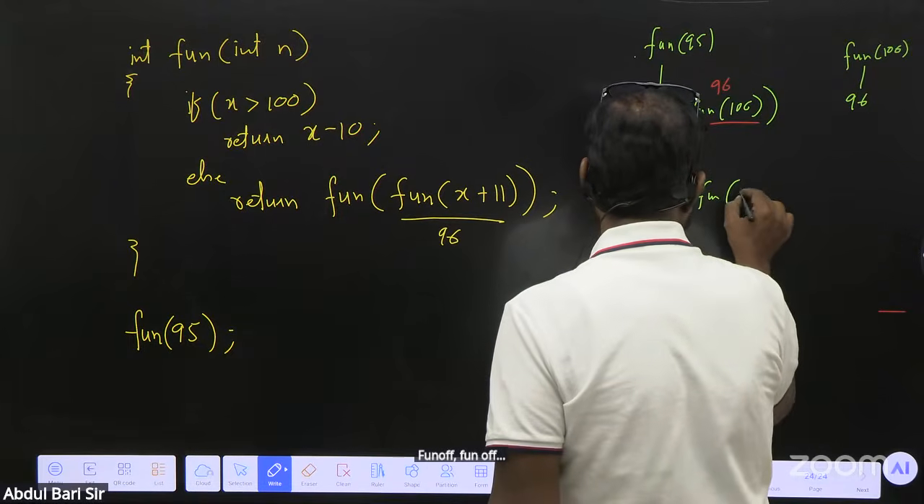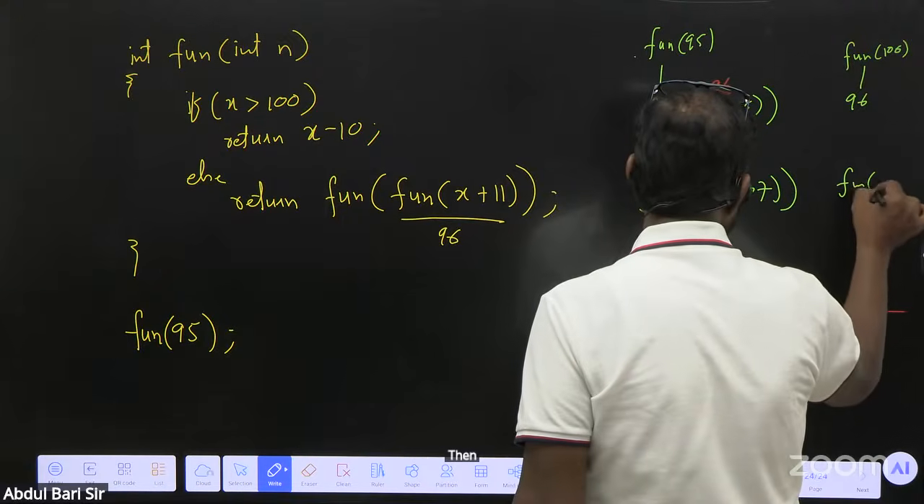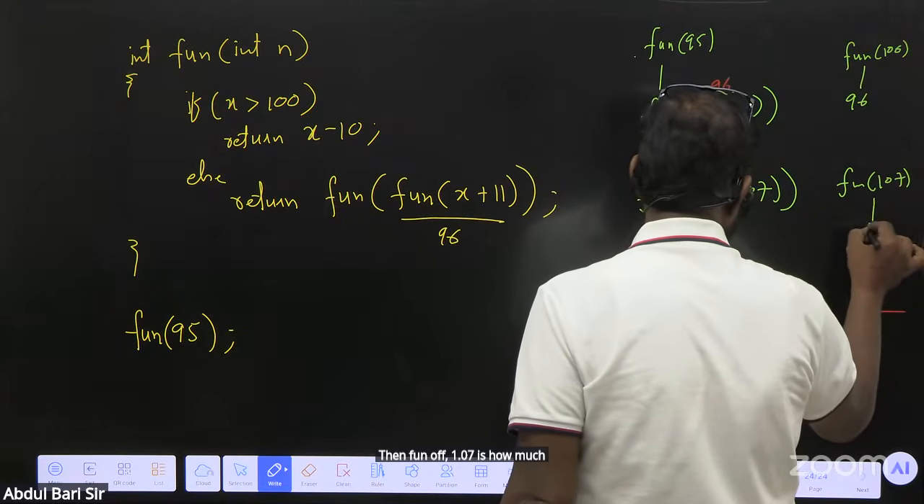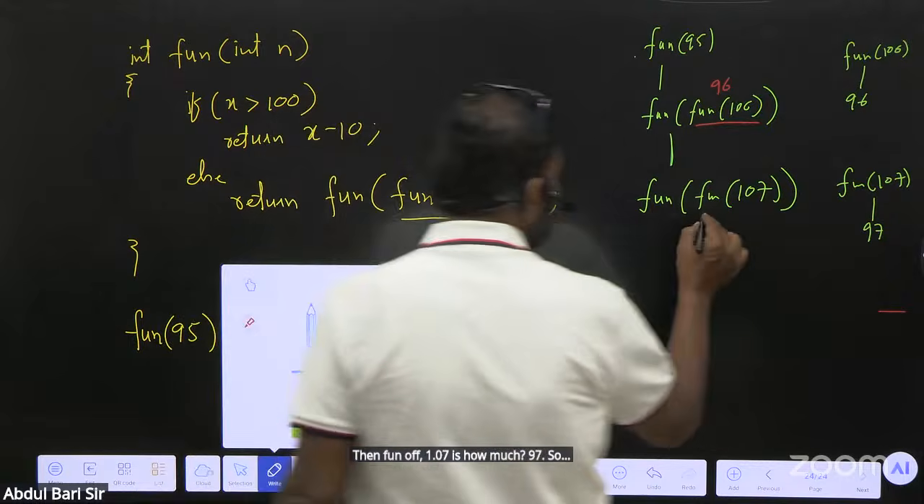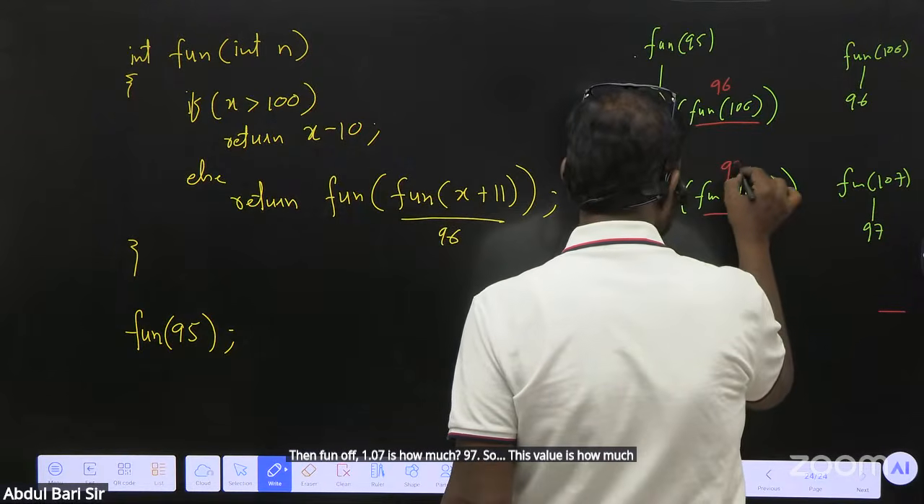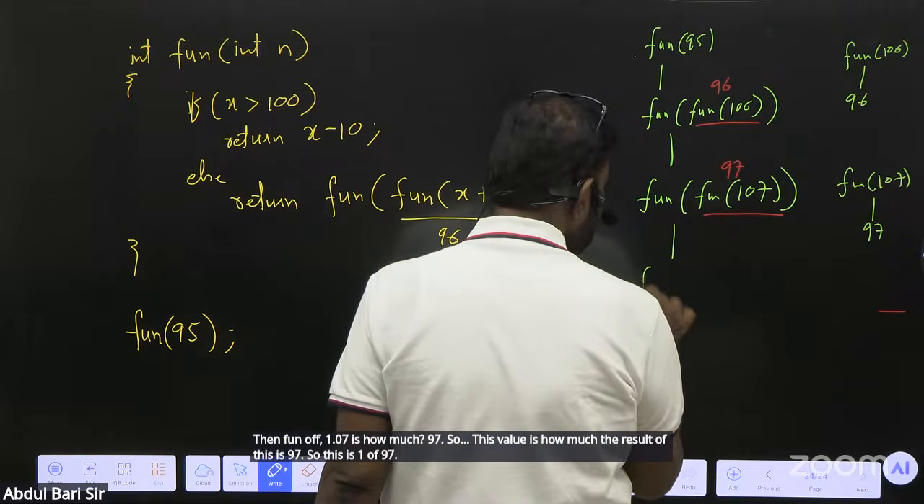Fun of 107. Then fun of 107 is how much? 97. So this value is how much? The result of this is 97. So this is fun of 97. Fun of 97 is how much?